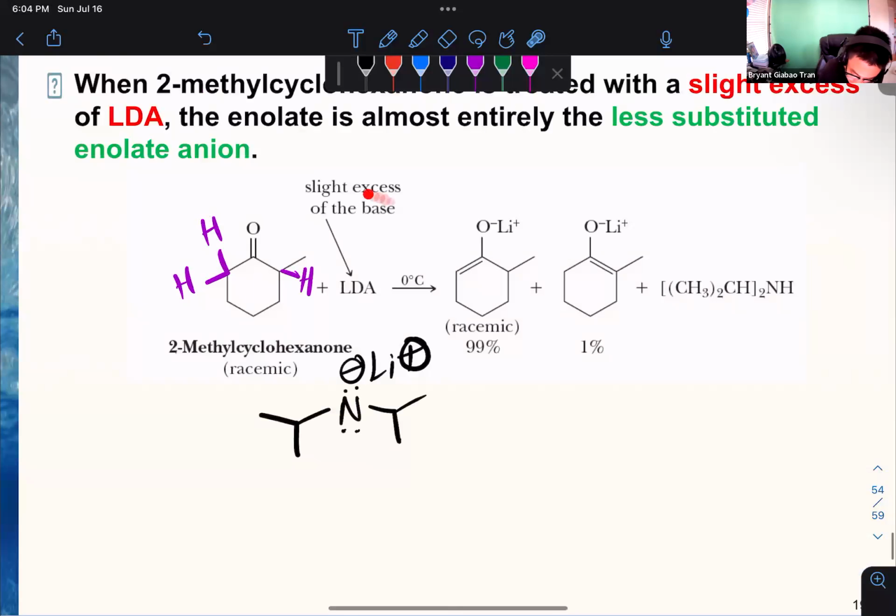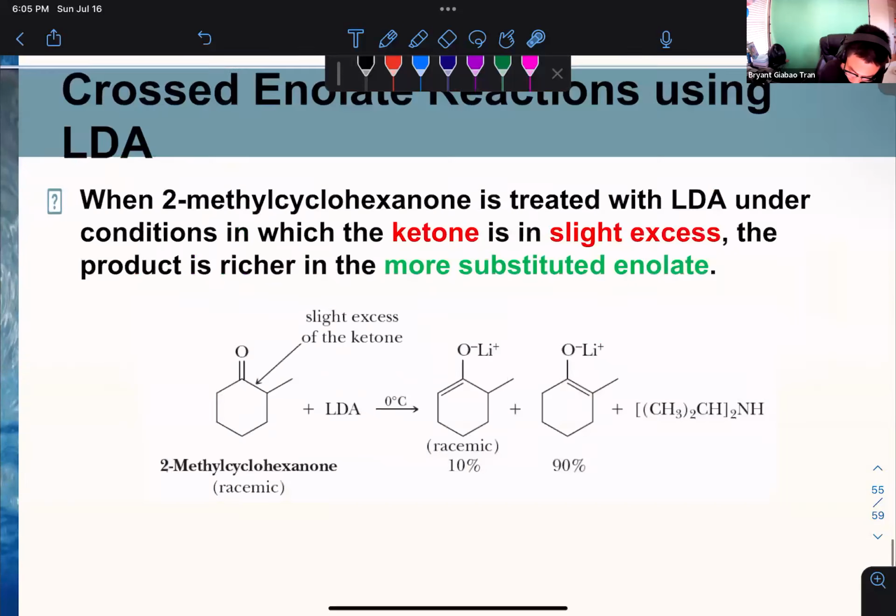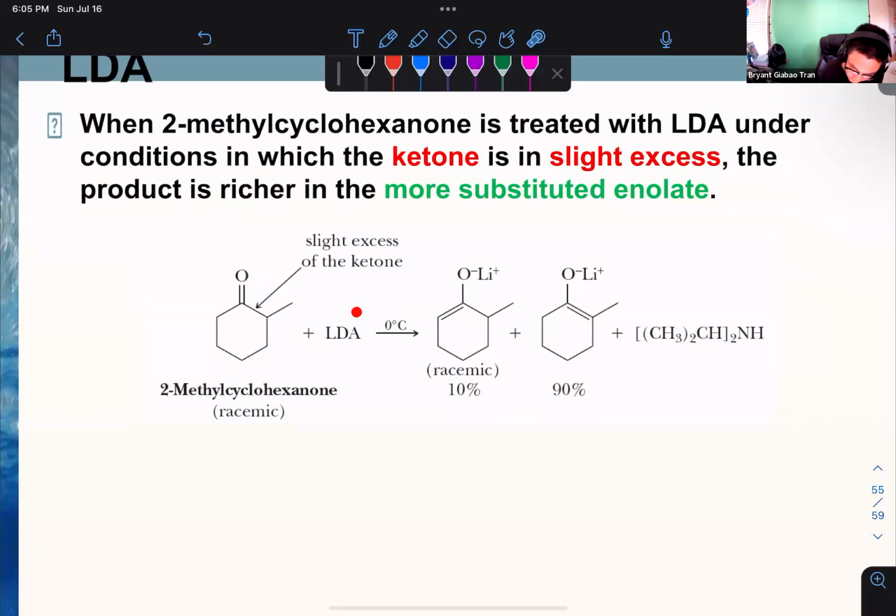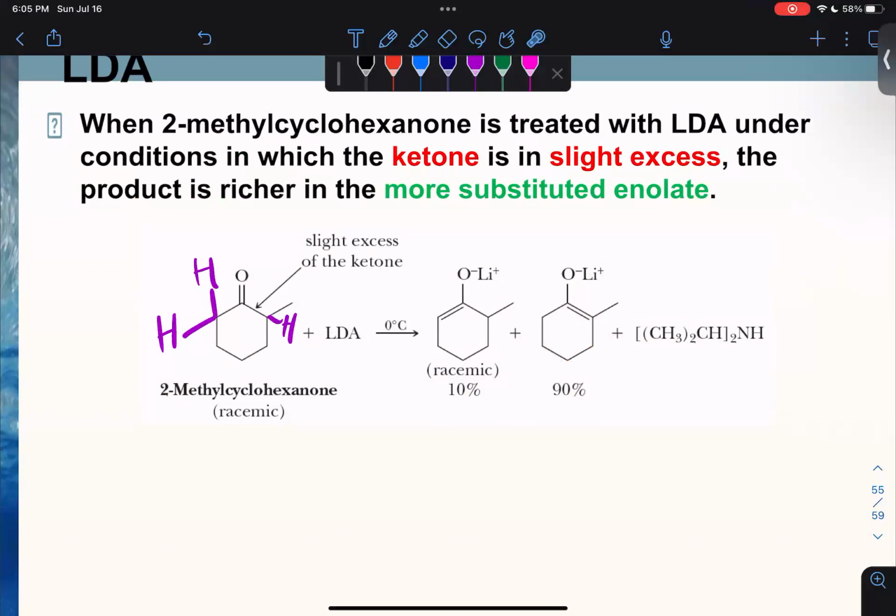Okay, so let's look at the other case, the one where LDA is in excess. If LDA is in excess, there's a lot of bulky bases around with competition. So they can't grab the hydrogen they want to form the more stable double bond. So they have to go for the more available hydrogens, forming this less stable, less substituted enolate ion. But if there's less LDA, then there's less competition to get this preferred alpha hydrogen and get our more stable substituted enolate ion. And that's if the ketone is in excess. Okay, that makes sense.